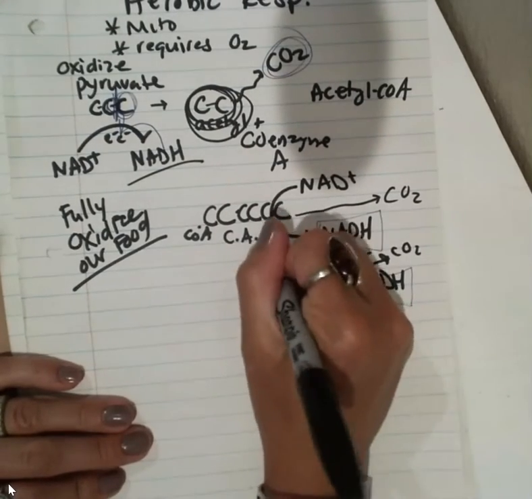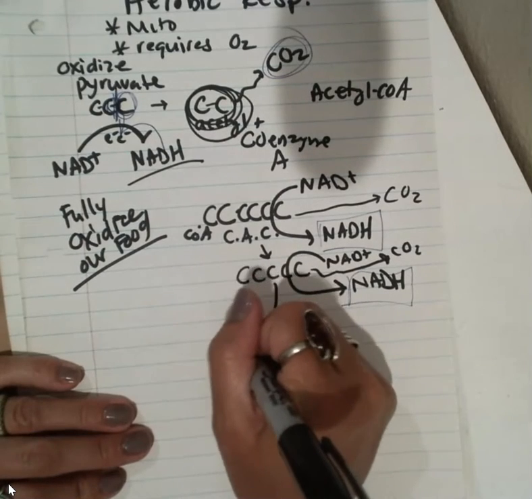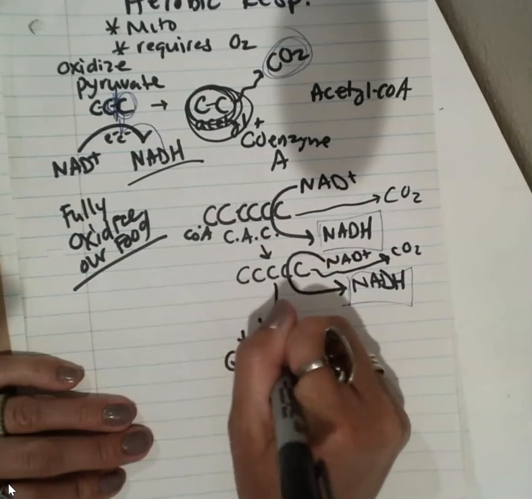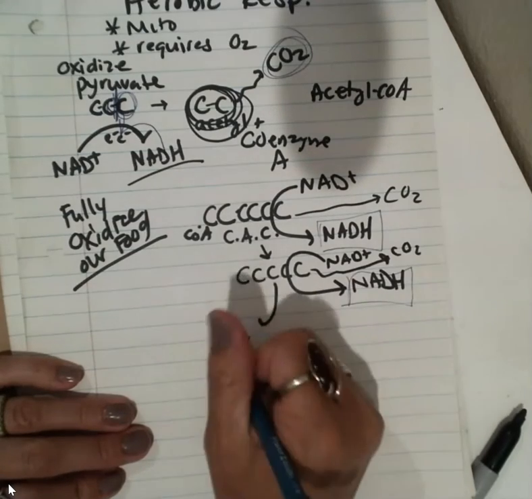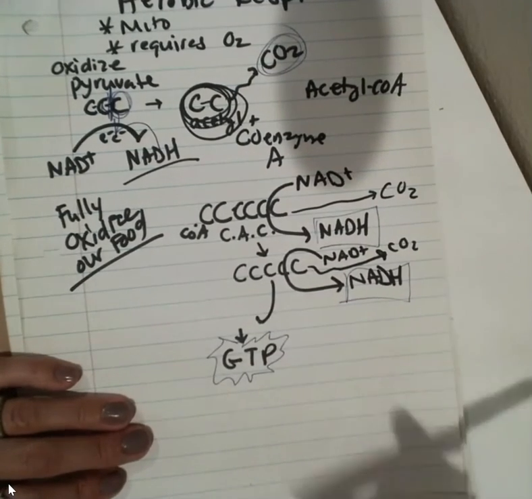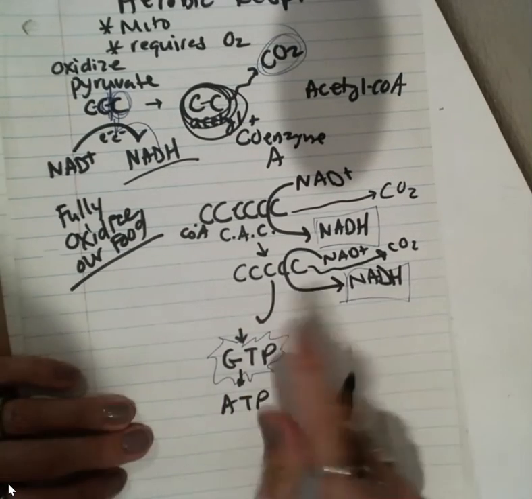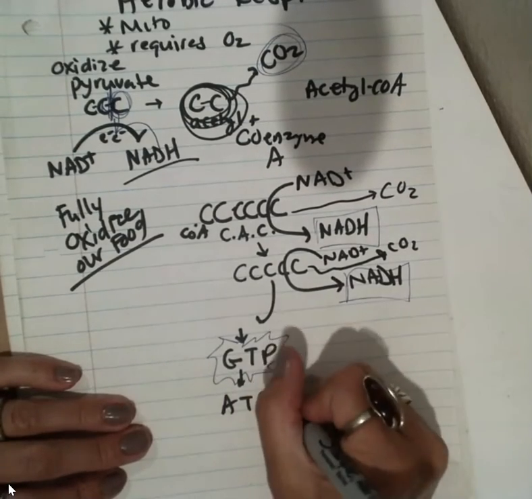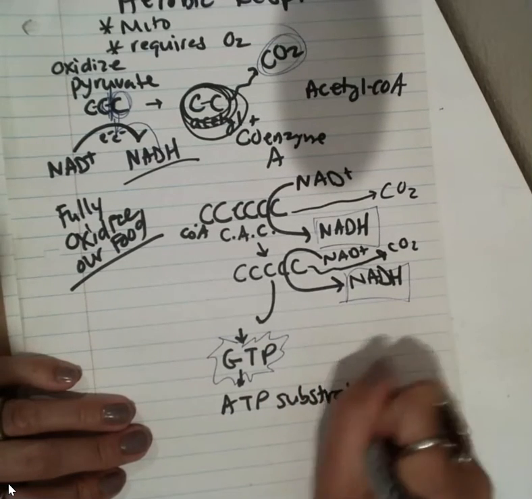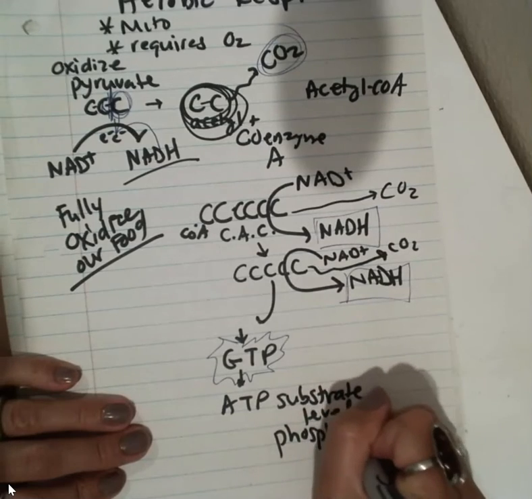Now in the next steps, I'm going to just draw some arrows to represent a cycle. In this process, we get one molecule of GTP, which is very similar. It's also a phosphate molecule like ATP. Then our cells will actually convert this into ATP. So we get one ATP made by substrate level phosphorylation.